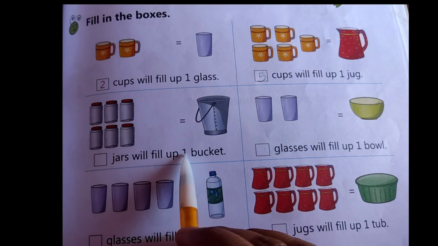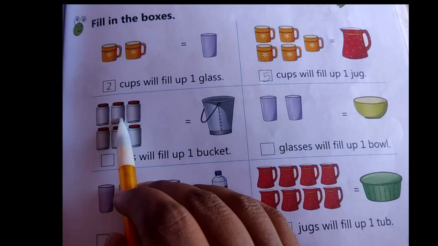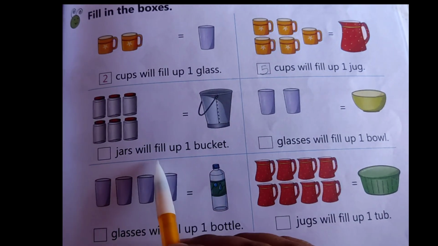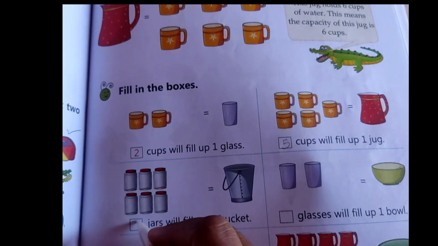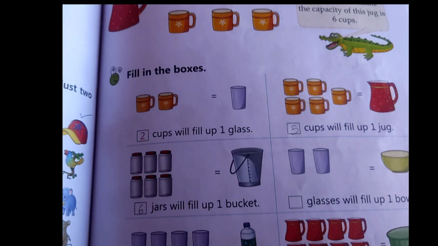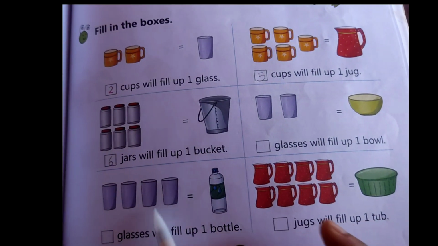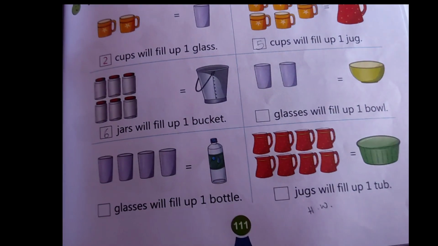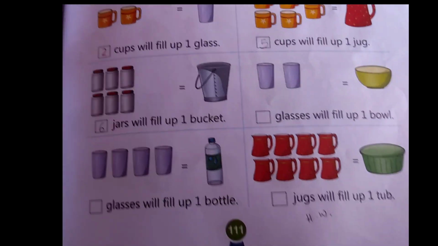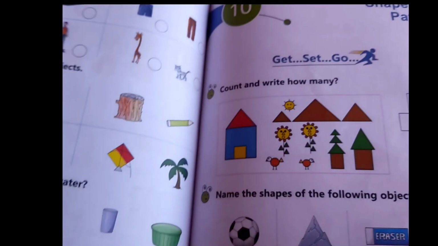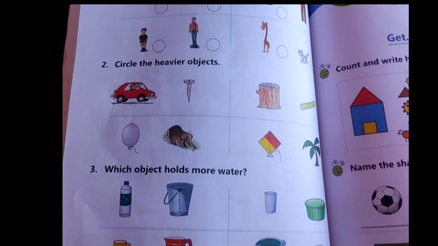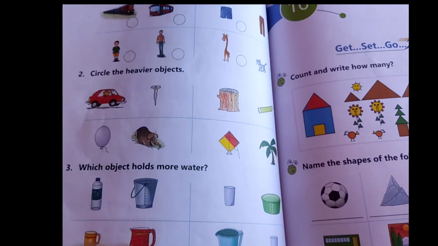Okay? Yes. How many jugs are needed to fill 1 bucket? 1, 2, 3, 4, 5, 6. 6 jugs will fill up 1 bucket. How many jugs? 6 jugs. In the same way, complete this one and this one and this one. This is also homework for you. Please complete this page also. And on the next page, you have one worksheet. Please complete this worksheet by yourself with the help of your parents.